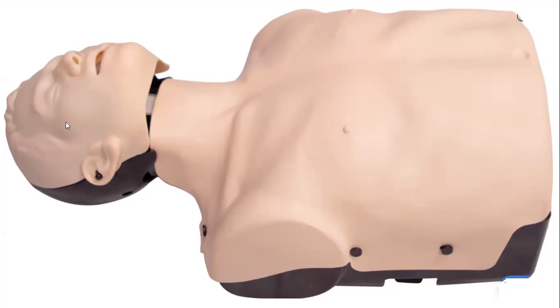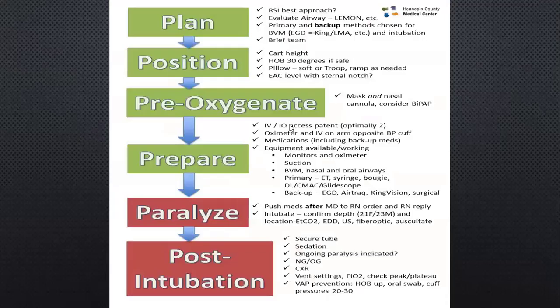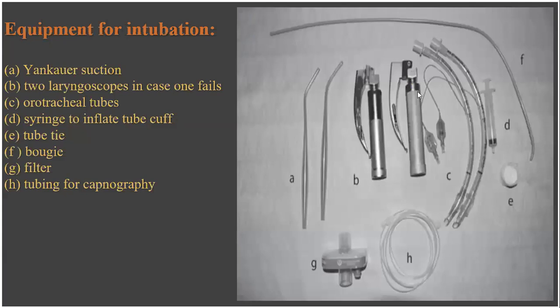So prepare for 3 tubes, 3 laryngoscopes, and oropharyngeal, nasopharyngeal, bougie, syringe. Okay, and SpO2, EtCO2, all equipment for difficult airway.